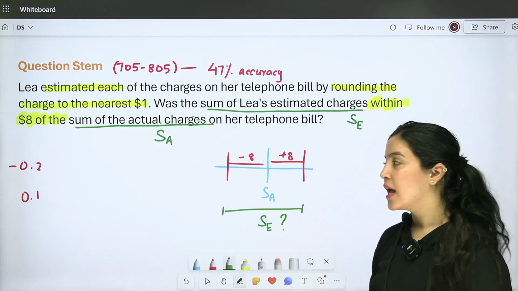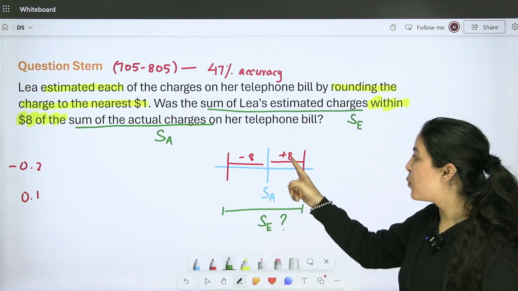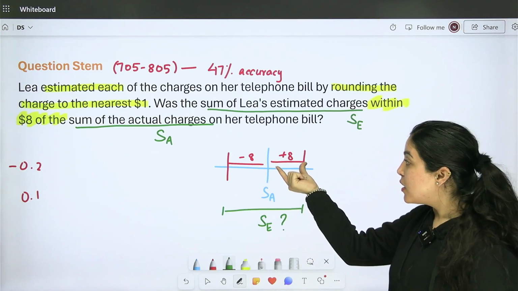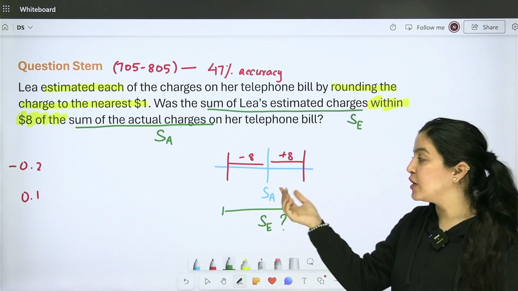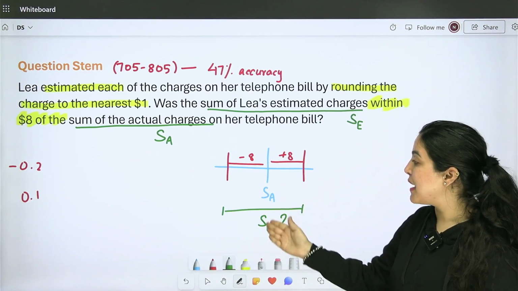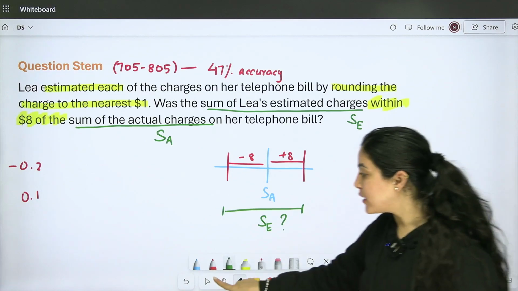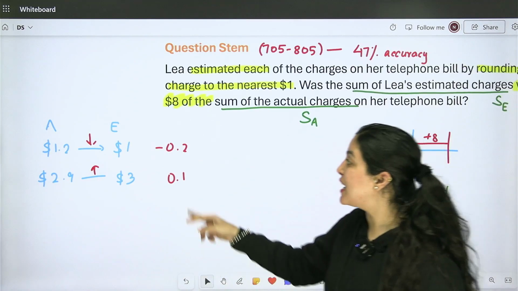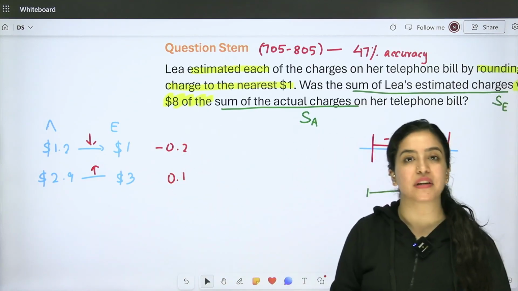Can it even be beyond this, or is it going to lie in this range? That's the question. Now you need to understand what this plus 8 minus 8 is. What is this? This is the overall difference between estimated sum and actual sum. But what is creating these differences? Overall difference is coming by these individual differences only, no?